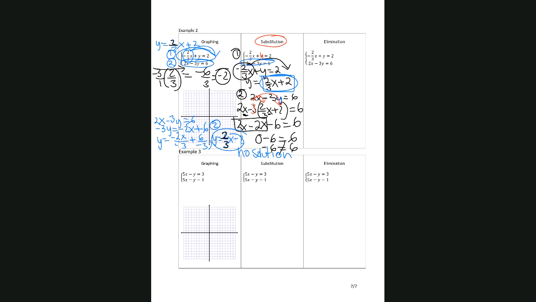So if I graph equation number 1, it will be here. The y-intercept is at 2, and then the slope is 2/3. So we go up 2 and 3 to the right. So it will be like right there. If I graph equation number 2, this one here, the y-intercept is here, and then the slope is 2 up, 3 to the right. So then it will look like that. So parallel lines have no solution.